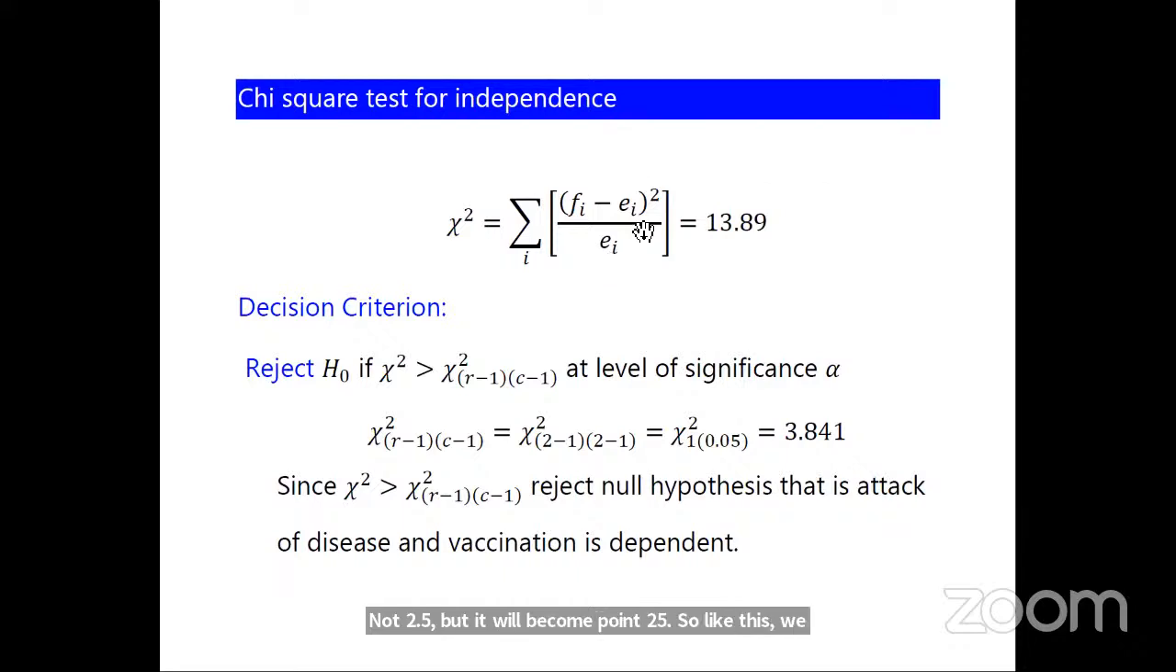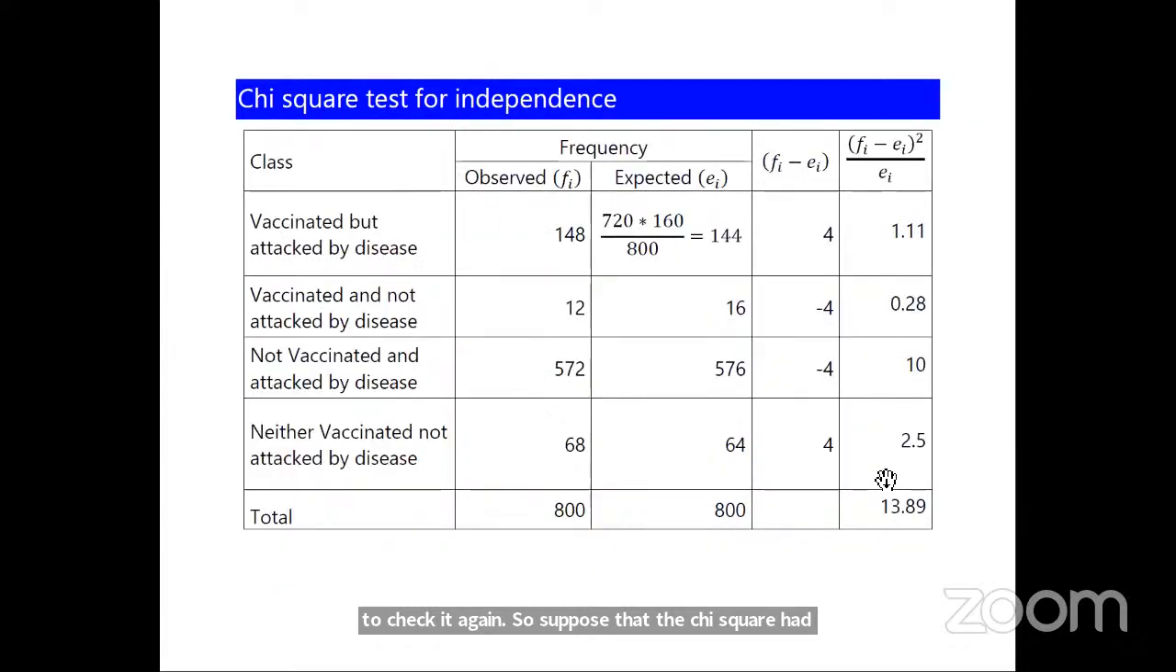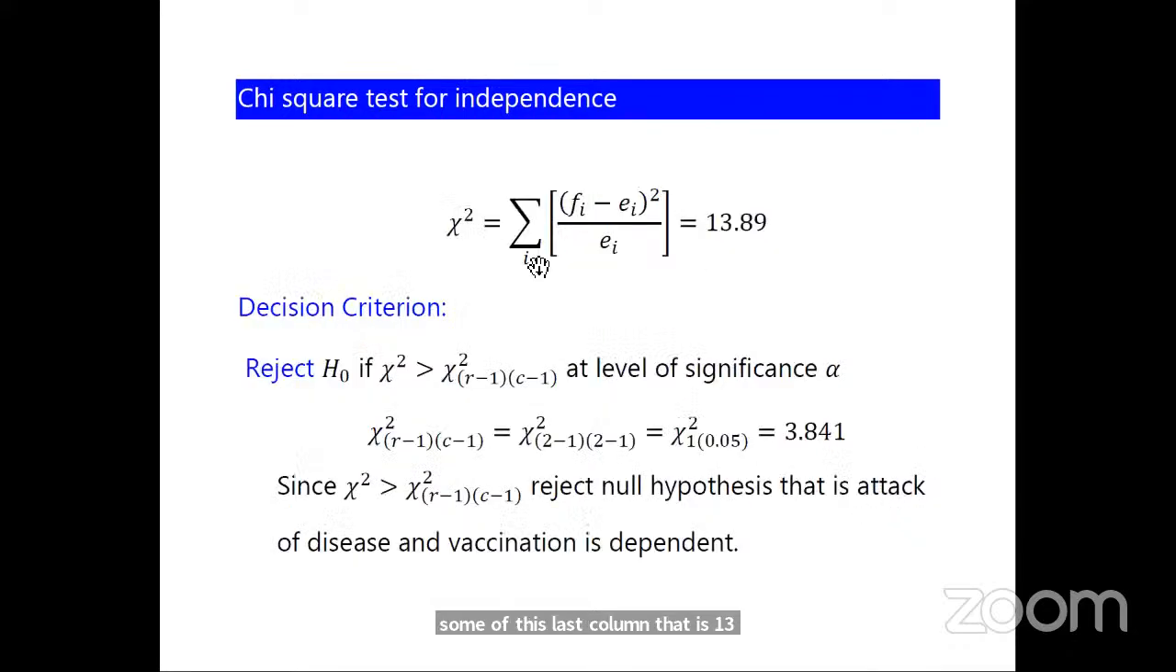Now, I don't know really because I have to check it again. Suppose that the chi-square value, the test statistic we calculate, is just the sum of this last column, that is 13.89. Again, suppose that it is 13.95. It is nothing but your test statistic.